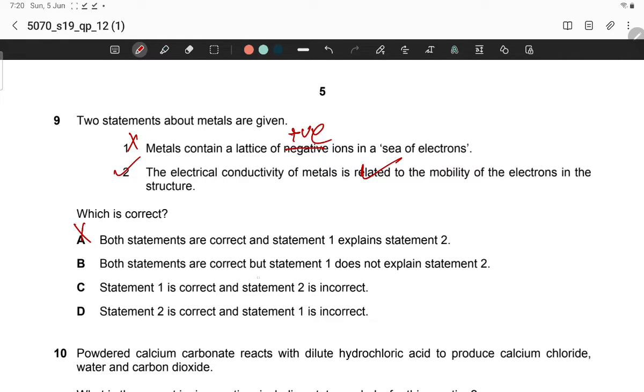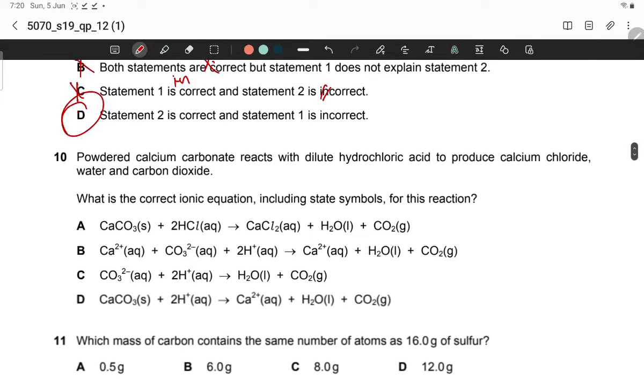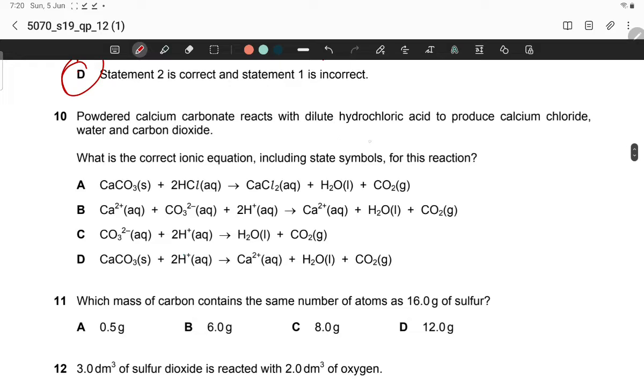This is incorrect. Both statements are correct, but statement 1 does not explain. Both statements are not correct. Statement 1 is correct and statement 2 is incorrect. Statement 1 is incorrect, statement 2 is correct. So this is also an incorrect statement. Statement 2 is correct and statement 1 is incorrect. This is the correct option. Powdered calcium carbonate reacts with dilute hydrochloric acid to produce calcium chloride, water and carbon dioxide.